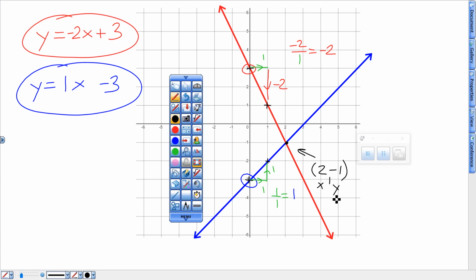Plugging that in. So here I go. Let's do that first one. Where y is, plug in -1. Where x is, plug in 2. And if you do your math right, this should give you a true statement.